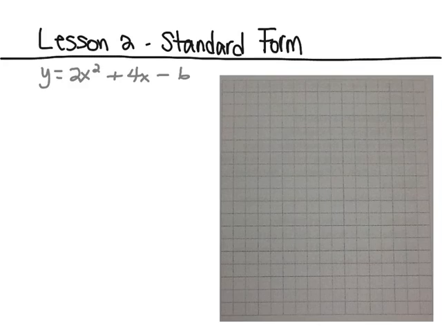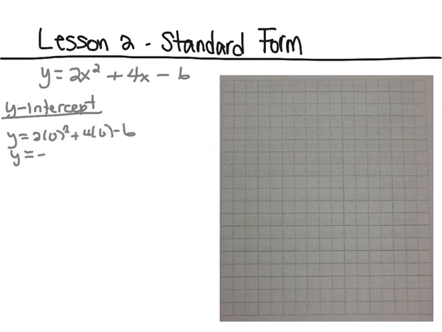Okay, for example 4, we want to sketch the following. y equals 2x squared plus 4x minus 6. So first, let's find the y-intercept. So we'll make x 0, so y equals 2 times 0 squared plus 4 times 0 minus 6, so y equals negative 6. So we know we have a point at (0, negative 6). We're also going to make a table of values. So we already know that at 0, it's negative 6. So let's try some negative numbers.